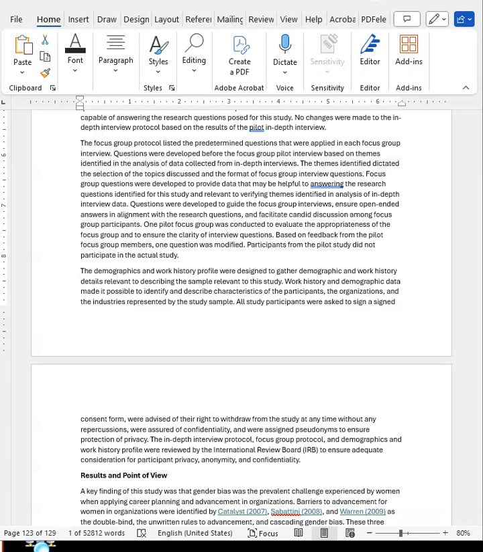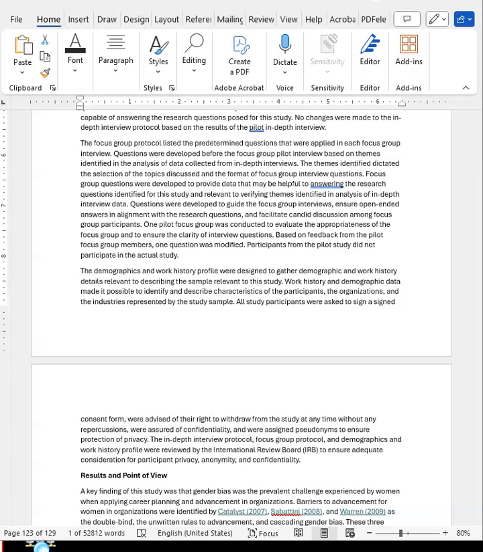Focus group questions were developed to provide data that may be helpful to answering the research questions identified for the study and relevant to verifying themes identified in analysis of in-depth interview data. Questions were developed to guide the focus group interviews, ensure open-ended answers in alignment with the research questions, and facilitate candid discussion among focus group participants.